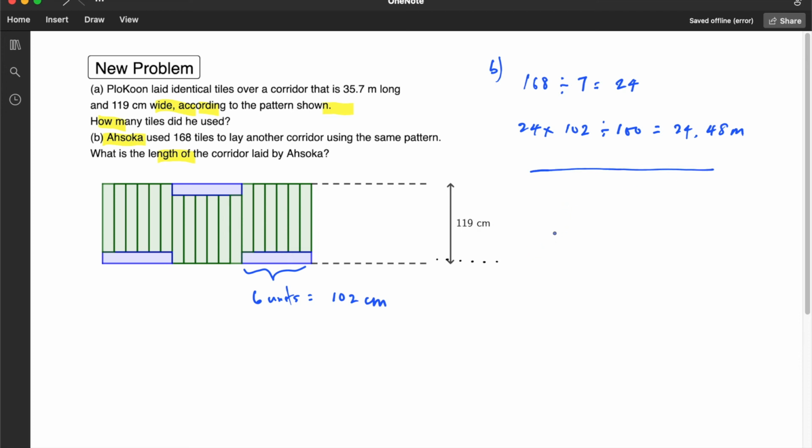Another method to get the same answer is to make use of the result that we get from part A. We know that 245 tiles is 35.7 meters long. So here we have 168 tiles. So the usual calculation, of course, to find for one tile, which is 35.7, divide by 245, and then multiply by 168 tiles. If we were to do this calculation, we're going to get the same answer as before.